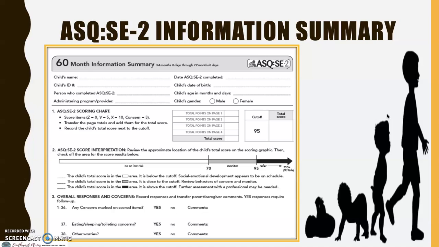This is the scoring graphic to help with the visual interpretation of the ASQ SE2 results. It's important to understand the graphic score interpretation is different than the ASQ3. Below the cutoff means the child's social emotional development appears to be on track, and the ASQ SE2 score indicates no or low risk. The monitoring zone for an ASQ SE2 begins at 70 points on the 60-month interval questionnaire and ends at the cutoff of 95 points. Any child with a score greater than 95 is recommended to be referred for further assessment.